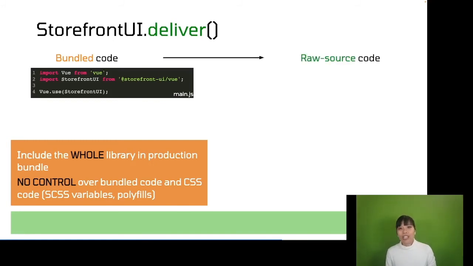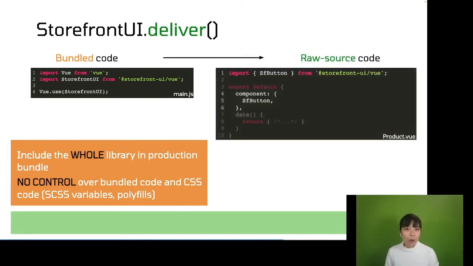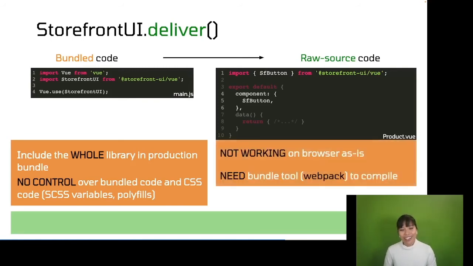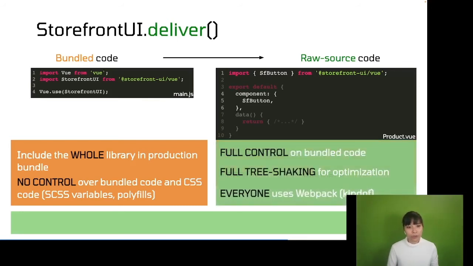So instead, we decided to change the raw source code, which means users import what they want to use. And of course, they can also install the component they want to use in the global scope. The downside is that it doesn't work on the CDN because we don't bundle the whole library, and it needs Webpack or any bundle management tool to compile before using.